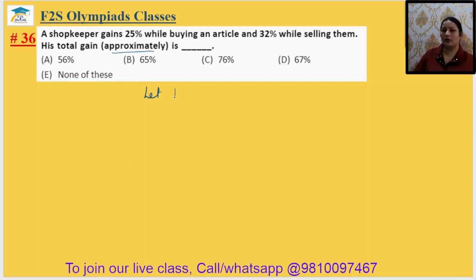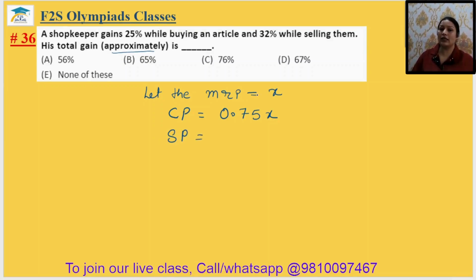ठीक है, तो let the maximum retail price is X, rupees X. ठीक है, तो shopkeeper's cost price, CP of shopkeeper, it will be your 0.75x. ठीक है, now shopkeeper's selling price. तो selling price means he is selling at the profit of 32% on its MRP. ठीक है, मतलब वो अपने MRP कह लो या जो भी वहां मेंशन प्राइस था उससे वो 32% ज्यादा पे सेल कर रहा है. तो if he is selling on it, it means his selling price will be 1.32x. 32% ज्यादा means 132%, है ना. तो this is your selling price.